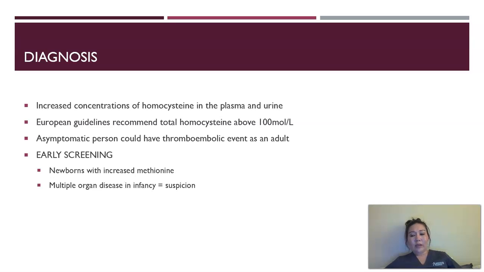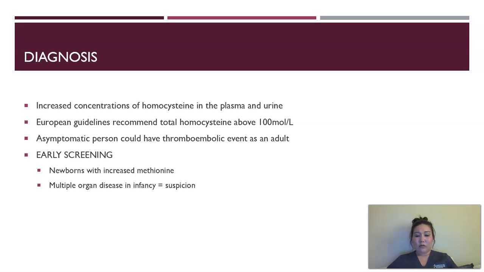Any newborns with abnormal screening of methionine should be tested for homocystinuria. The only other way that newborns or babies are typically diagnosed is if they start having multiple organ disease in infancy, and then they're going to be tested for a range of things, obviously, but that includes this disorder.